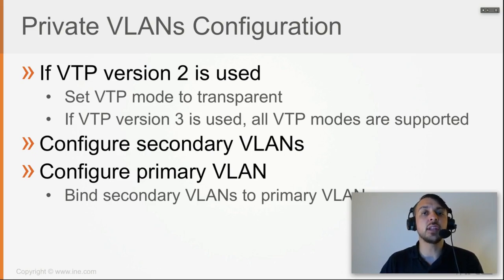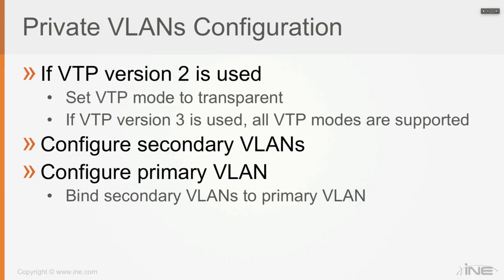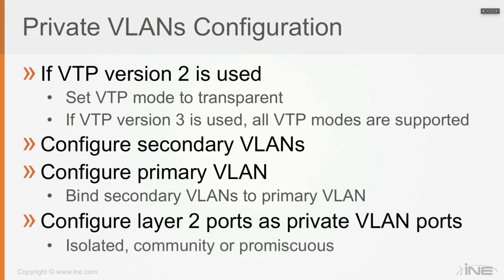So just configuring the type of VLANs is not enough, because you can have multiple such associations. It means you have to bind the secondary VLANs to the primary VLAN. And of course, the last step is going to be to configure the layer 2 ports as private VLAN ports of type isolated, community, and promiscuous.